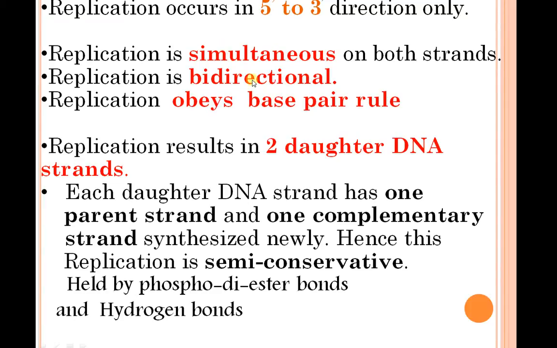Replication is simultaneous, meaning it occurs on both sides at the same time. Replication is also bidirectional. It obeys the base pair rules. Replication results in two daughter DNAs, one from the parent and another a newly synthesized complementary strand. Hence this replication is semi-conservative, held by phosphodiester bonds and hydrogen bonds.